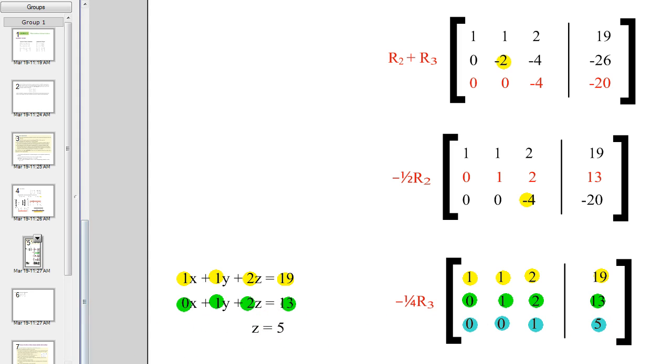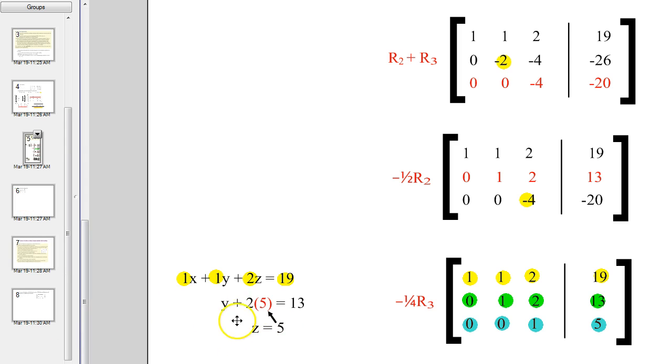Well, if z equals 5, the previous equation has a z and a y in it, but no x's. So since I know z equals 5, I can rewrite the middle equation: y plus 2 times 5 equals 13, which is y plus 10 equals 13, which I can easily subtract 10 from both sides and get y equals 3. All right, and then finally I know y and z, and I plug back into the top equation.